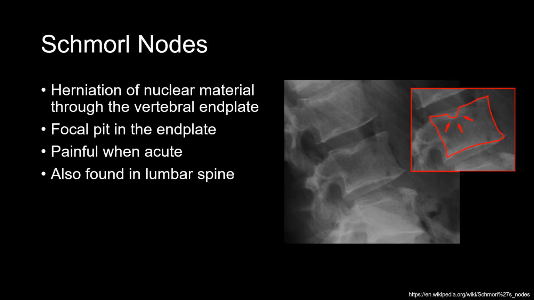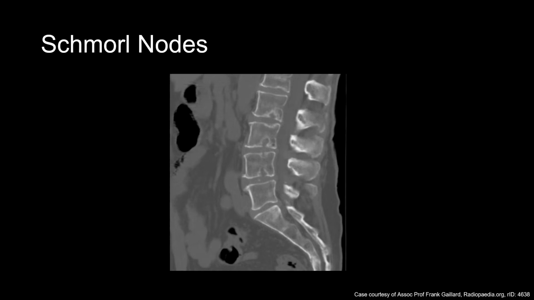Next, we're going to talk about Schmorl's nodes. Schmorl's nodes are impressions where intervertebral disc material punches through the end plate of a vertebral body here and creates this indentation as outlined here. Here's another example of Schmorl's nodes within the lumbar spine using a sagittal slice from a CT examination. There are multiple involved vertebral bodies, and you can see it can affect either the inferior or superior end plates and can be adjacent as well in certain areas.